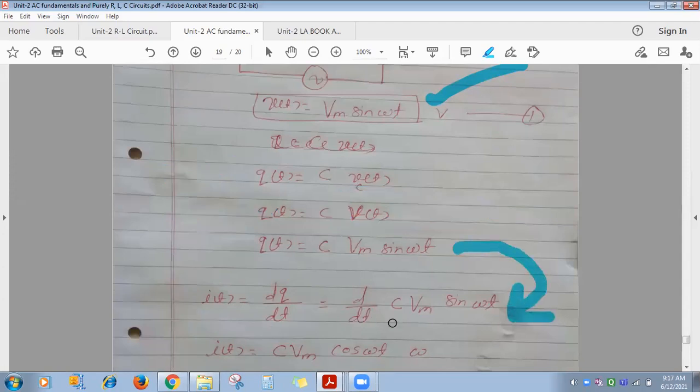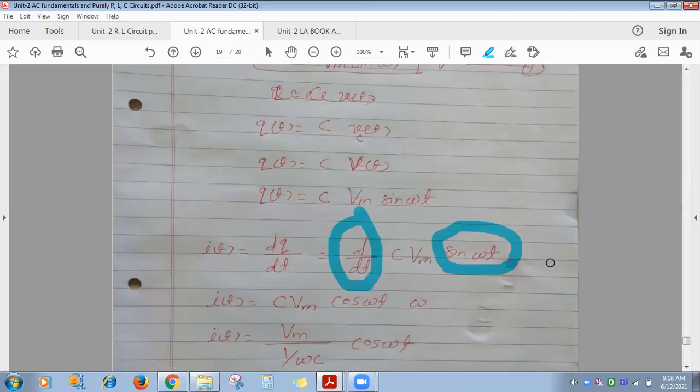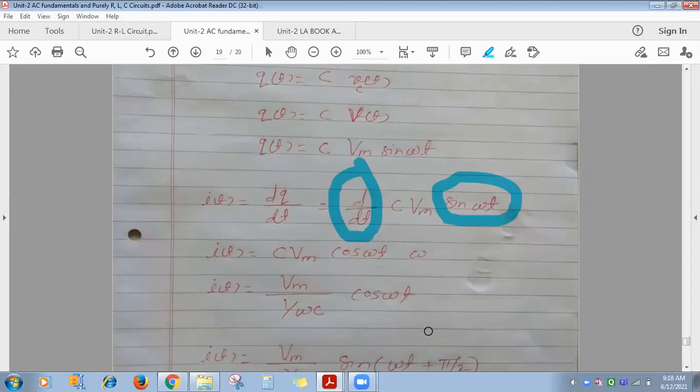I, you will get d by dt of this parameter. So C Vm you can take common because it's a constant. You are differentiating with respect to time. That's why C Vm you can take common. So what is the derivative of sine of omega t with respect to t? Omega cos of omega t. Correct. Omega into cos of omega t, isn't it?